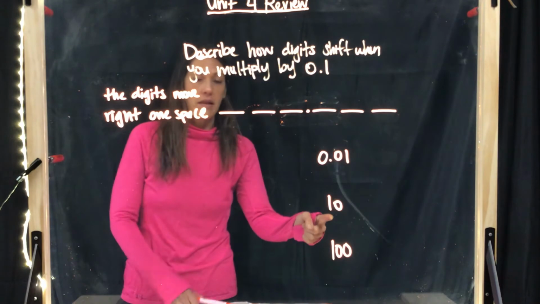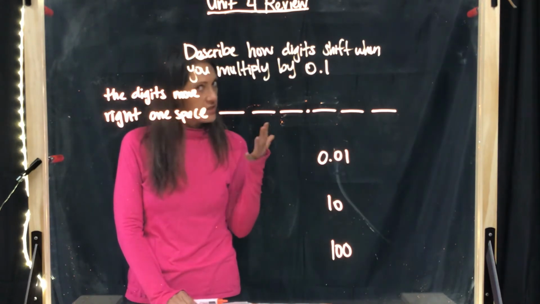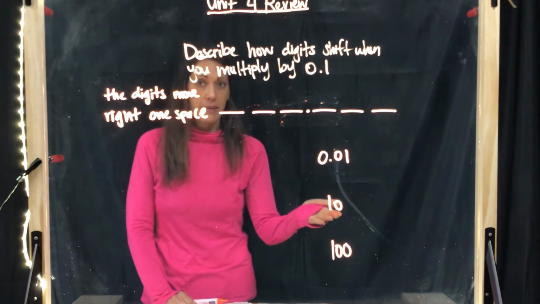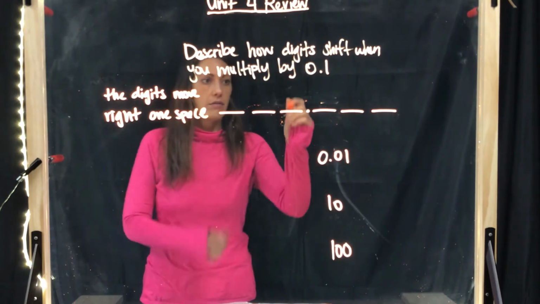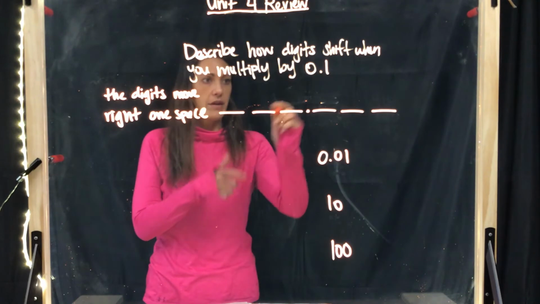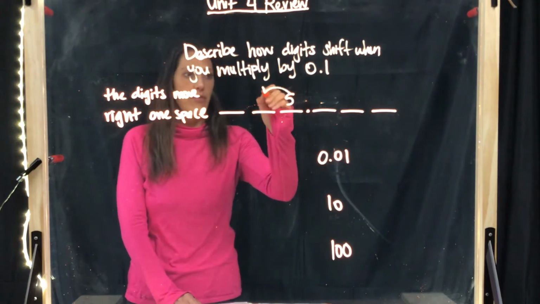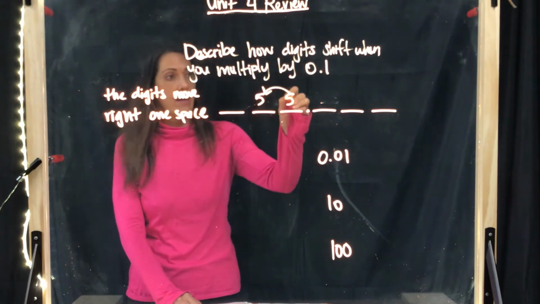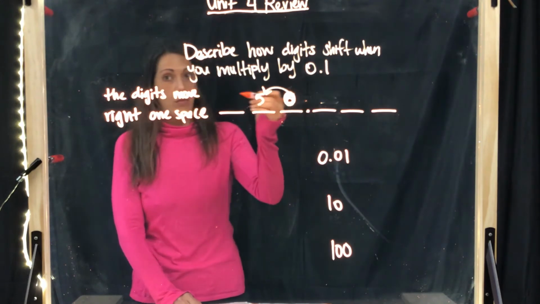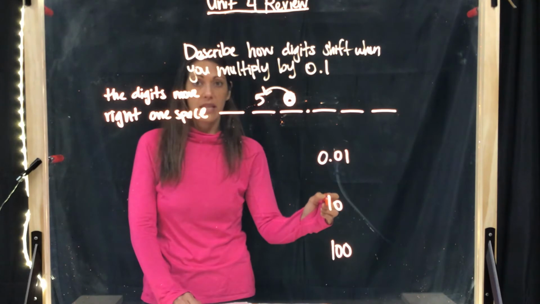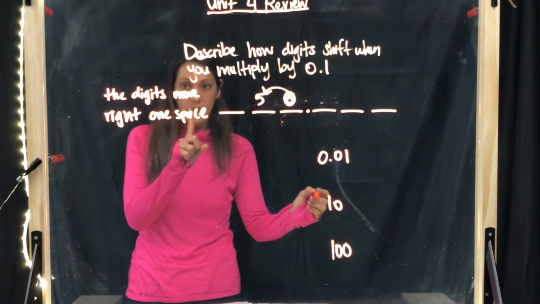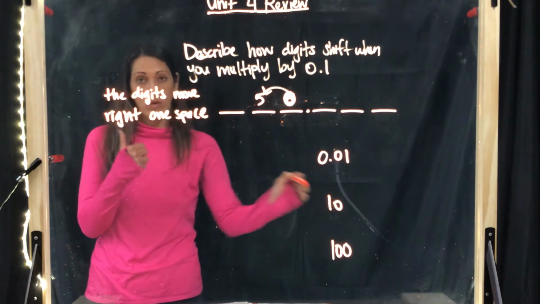Now, think about that with a whole number. If I still took that 5 and I multiplied it by 10, 5 times 10 would be 50. If the 5 was here and I multiplied it by 10, the 5 would move this way, and it would be 50. It would move left. So if it was asking about a whole number, 10, you would say that the digits move 1 space to the left when it's a whole number.